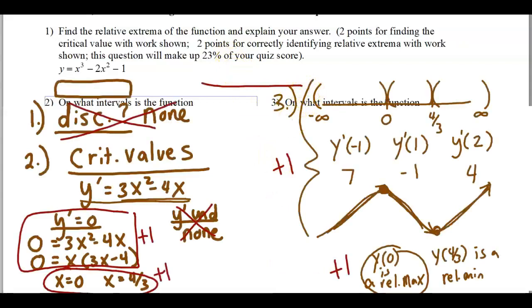And we can see that this interval here is increasing. So from negative infinity to 0, my function is increasing because it's going up. And also on the interval from 4/3 to infinity, it's increasing because it's going in an upward direction. And it's between 0 and 4/3 that the function is going in a downward direction. It's decreasing. Okay, so that's what we need.